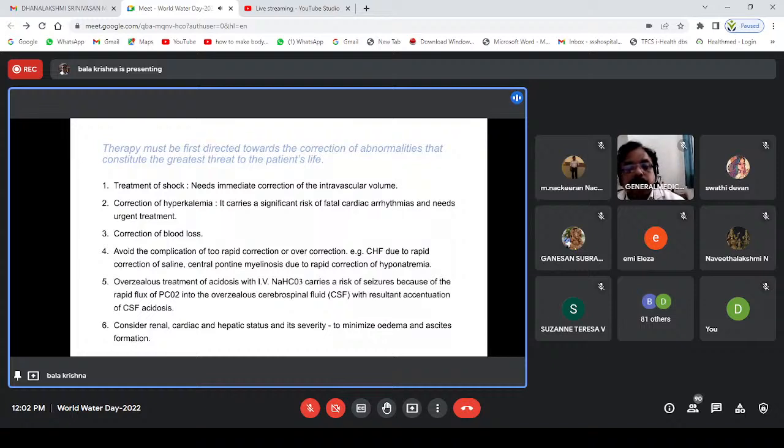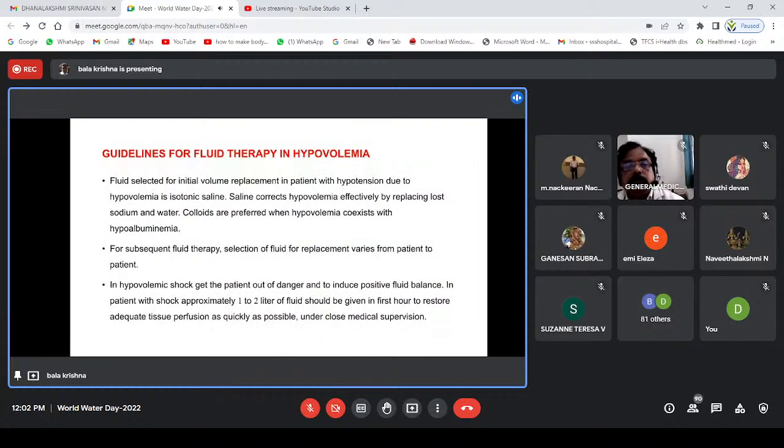We should correct the cause of the metabolic acidosis rather than only the complications, to prevent further deterioration of the patient. We should assess the renal, cardiac, and hepatic status of the patient to minimize the risk of edema and ascites formation. These are the fluid guidelines for a patient with hypovolemia.